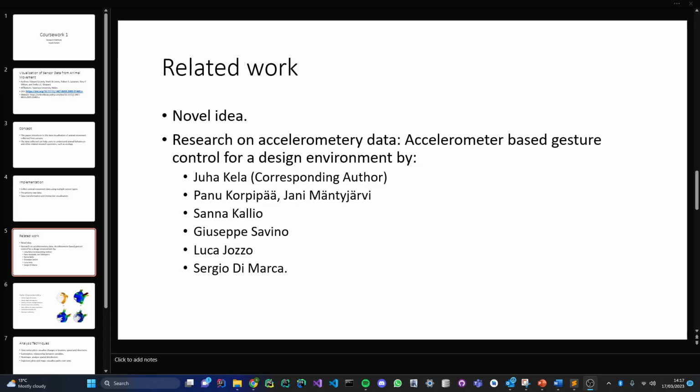For related work, the author could not find previous papers, since this is a novel idea back in 2009. However, the author has still conducted some research on various different technologies, such as accelerometer, gesture control for the best modality, to prove that the interaction modality is the best for this type of research. And one of these papers is accelerometer-based gesture control for a design environment. And here are the authors. It uses 2 user case studies to prove that gesture control is the best modality.